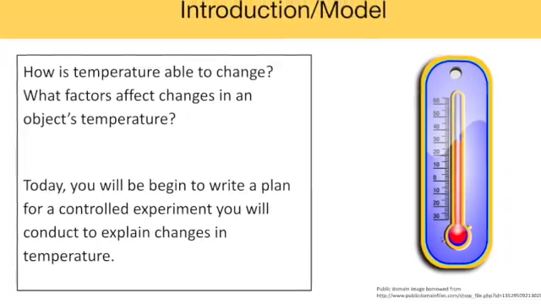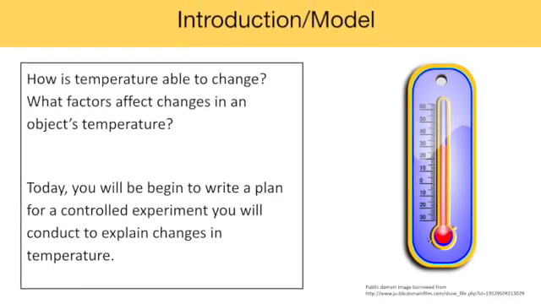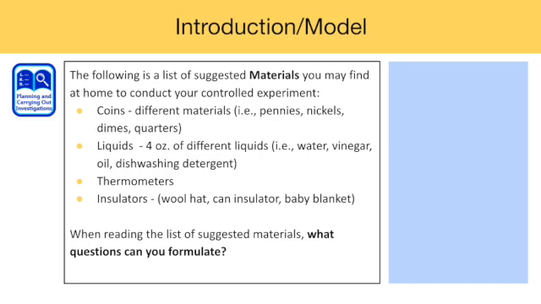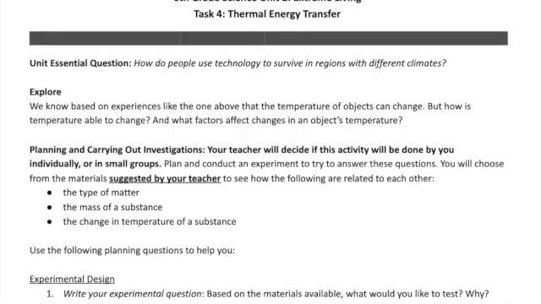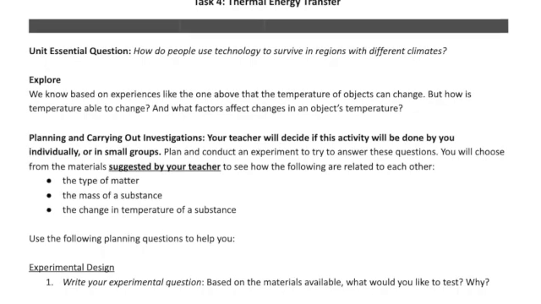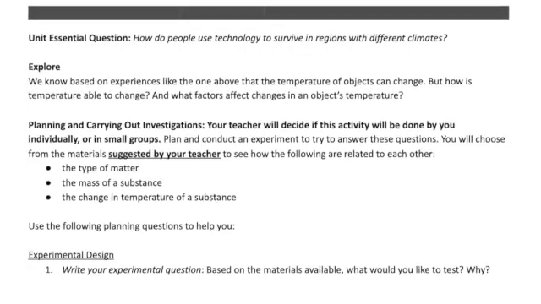The goal of the experiment is to discover factors that affect changes in an object's temperature. There are many possible experiments for students to perform using simple objects that they have available at home. Before deciding on an experiment, students should first determine what materials they have available to them. This may vary greatly from student to student.